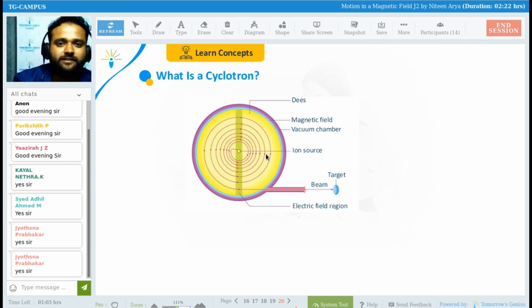So this is our application for the concept. Whenever any particular charged particle is moving in a magnetic field, having the velocity vector perpendicular to this magnetic field.